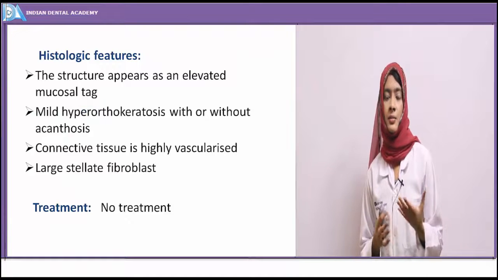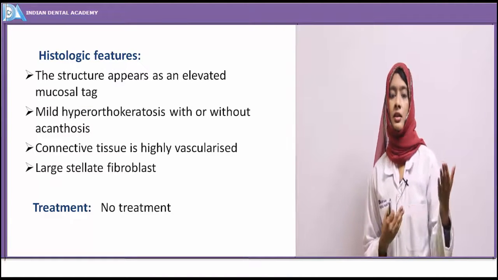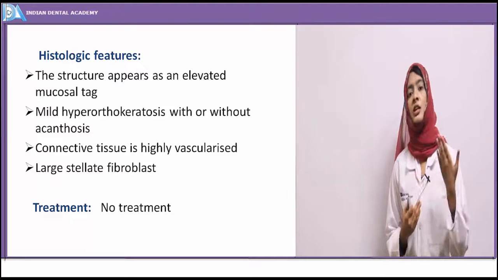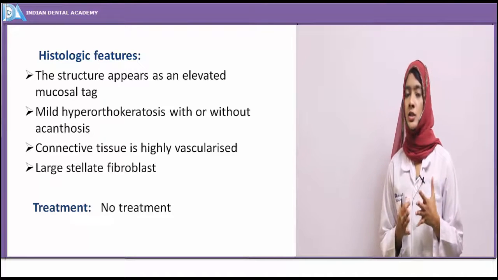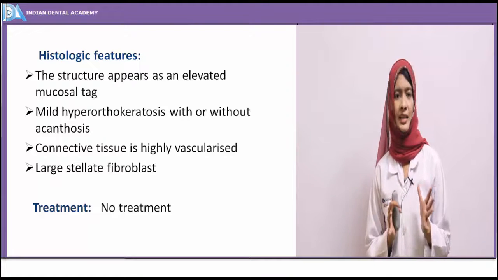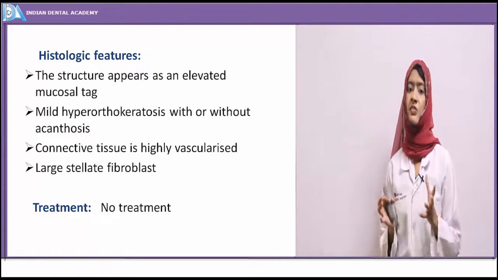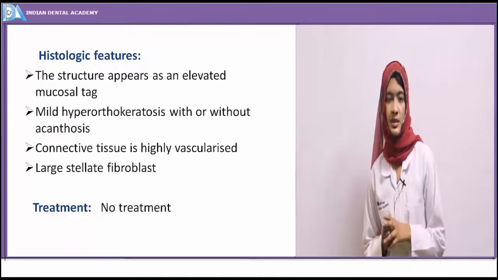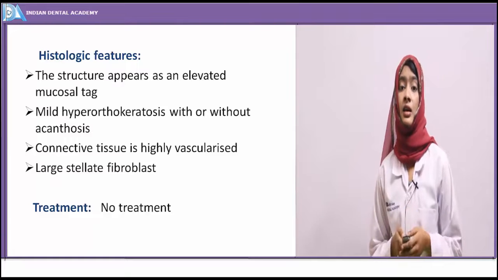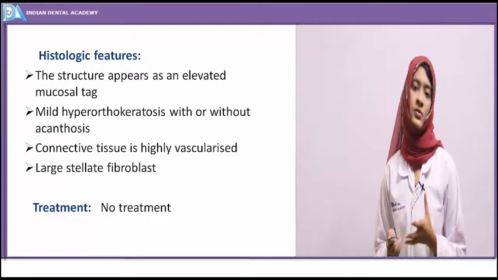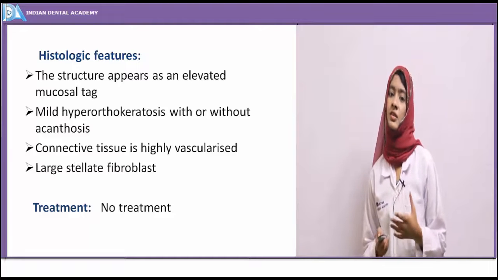When you see the microscopic picture, the mucosa itself appears as an elevated structure. The presence of hyperorthokeratosis or hyperparakeratosis may be seen. The connective tissue will be highly vascularized and large stellate fibroblasts may be seen. No specific treatment is required unless the nodule is of such a big size that it is interfering with the tongue or causing speech difficulties.